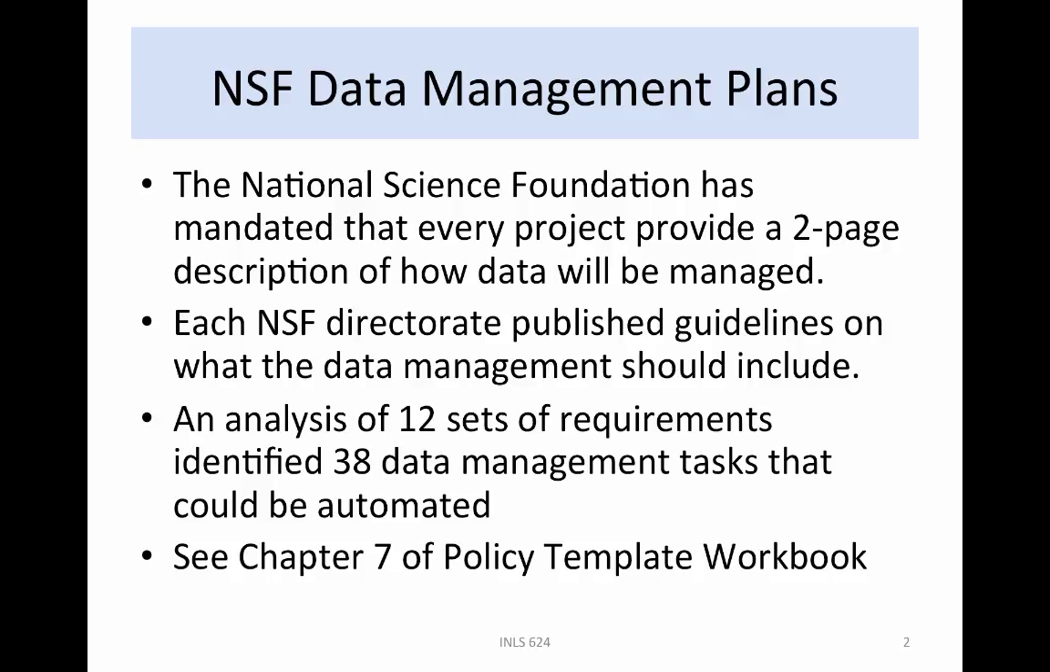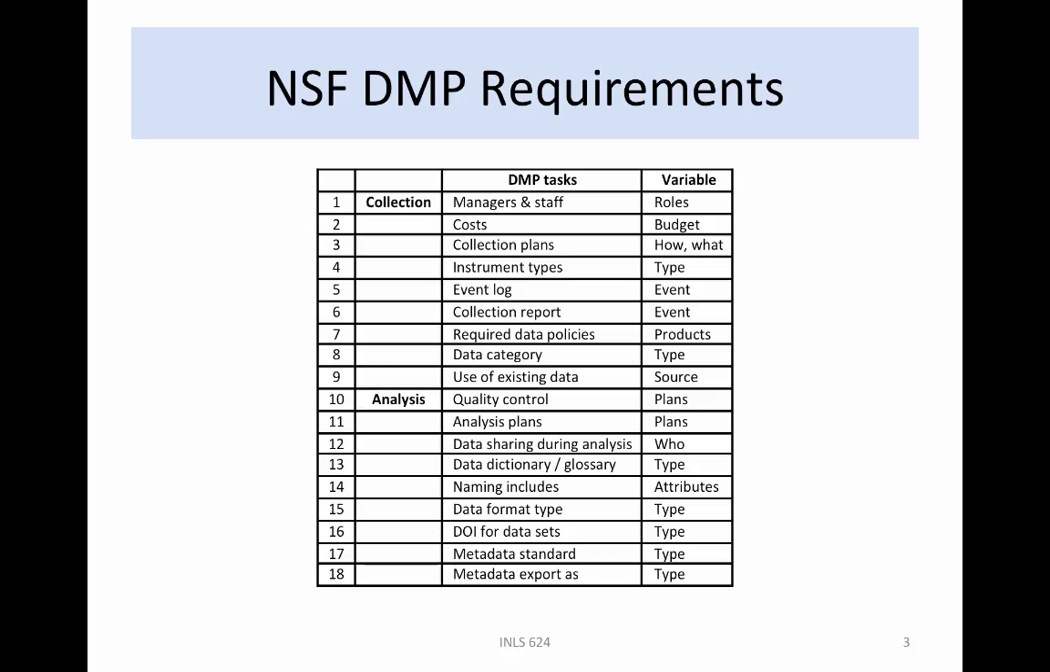The policy set includes policies for enforcing required collection properties and verifying compliance with the required properties. A research project using the policy set could easily submit information that proves the data collection was being properly managed. The 38 tasks needed for the data management plans are shown here. The tasks are organized into 5 categories related to collection, analysis, storage, publication, and archive.